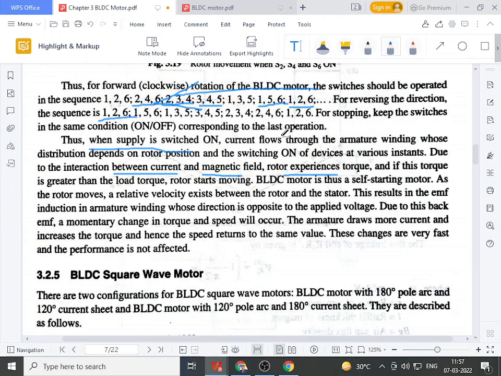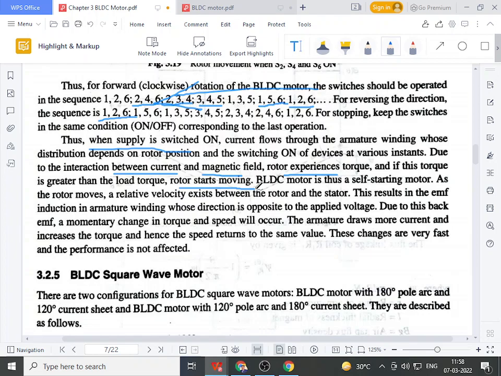Okay, in drives and control you will learn that equilibrium condition also. There is 4 quadrant operation, and in that you will easily understand what the equilibrium condition is. When the torque developed by the motor is greater than the load torque, then and only then will the rotor rotate. So if the torque developed by the motor is greater than the load torque, the rotor starts moving.